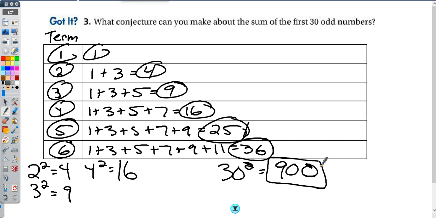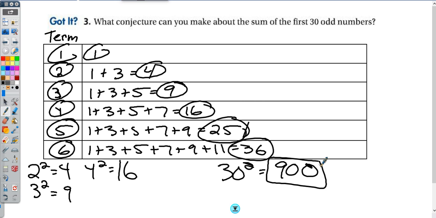Does that make sense? So you're squaring the term to get the sum of whatever row you're on. So the sum of the first 30 terms is going to be 30 squared, which is 900. Does that make sense to everyone? You see how you see this pattern? So you're physically seeing a pattern and then making a conjecture. Seems pretty simple, I think. Are you good with this?